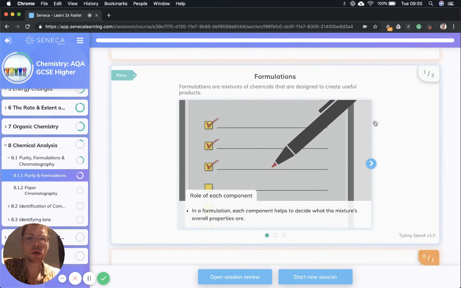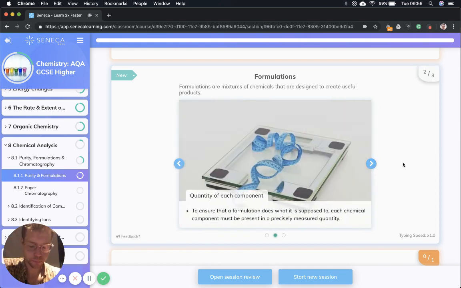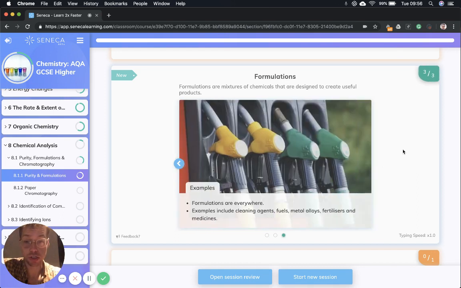Okay, let's go over some definitions now. So firstly, we're going to start with formulations. Formulations are mixtures of chemicals that are designed to create useful products. And in formulations, each component helps to decide what the mixture's overall properties are. To ensure that a formulation does what it's supposed to do, each chemical component has to be present in a precisely measured quantity. So the quantity of each component is really important in a formulation.